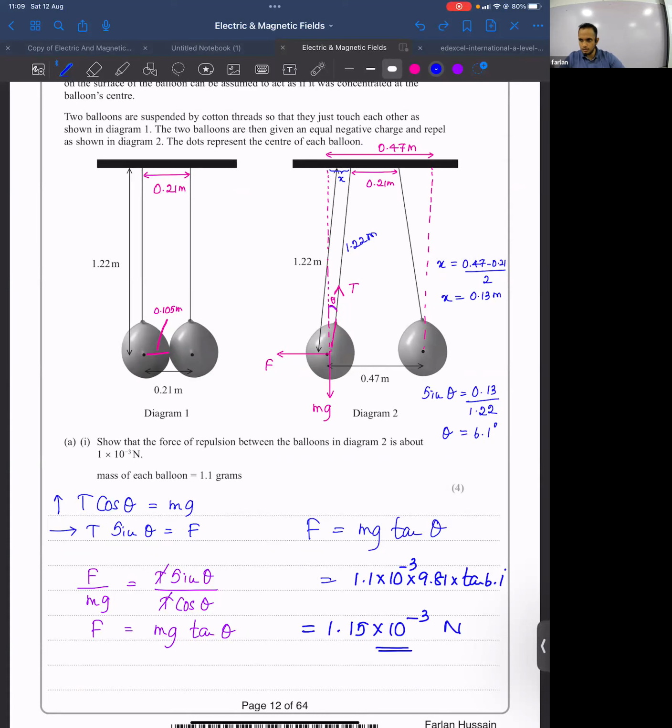How did the 0.21 meter come? 0.21 meter came from the diagram. It's in the original diagram. The distance between the two centers is given as 0.21 meters. So that is the distance here. This is 0.21 meters.